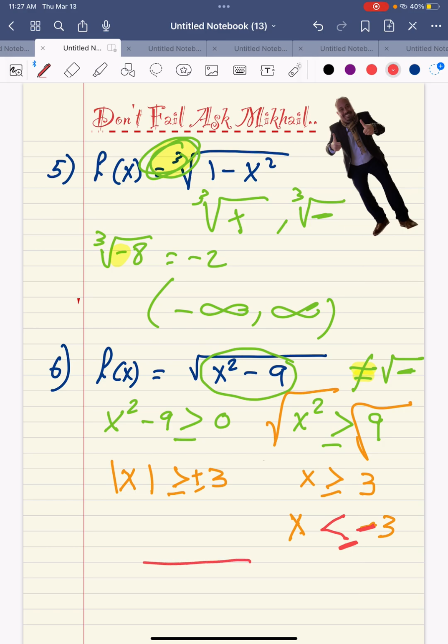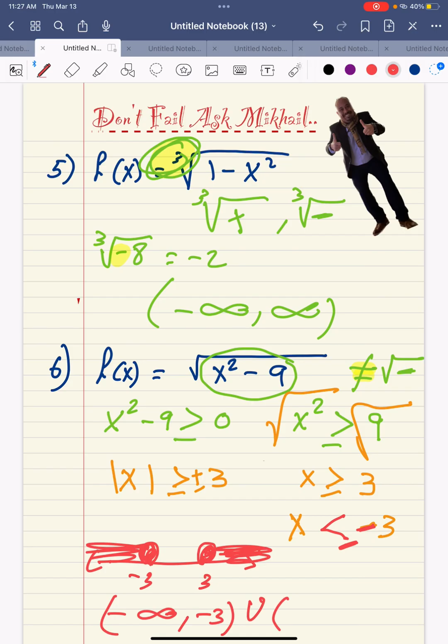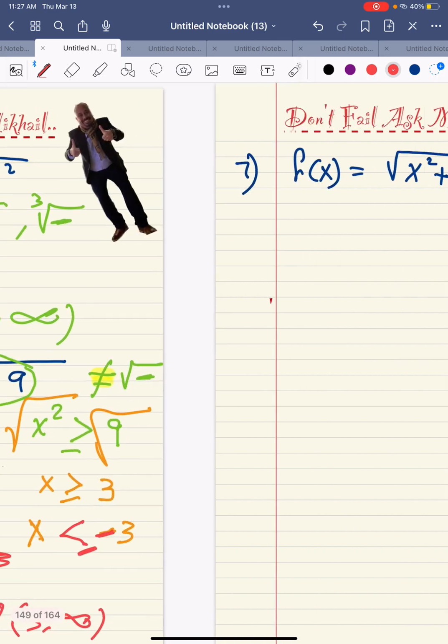So now, the domain: x greater than or equal to 3, you shade to the right, you shade to the left, and here less than or equal to negative 3. There will be negative infinity to negative 3, union 3 to positive infinity. All right? And actually the key here, the trick, is because we're doing absolute value, or we're doing inequality, we have to flip when we do the negative.